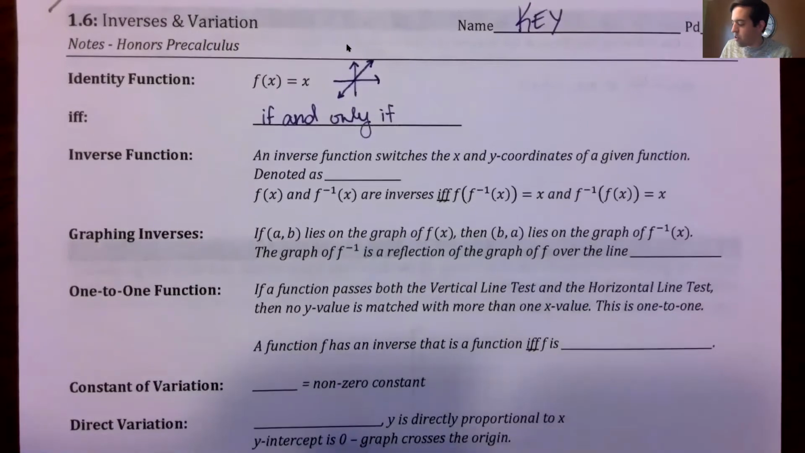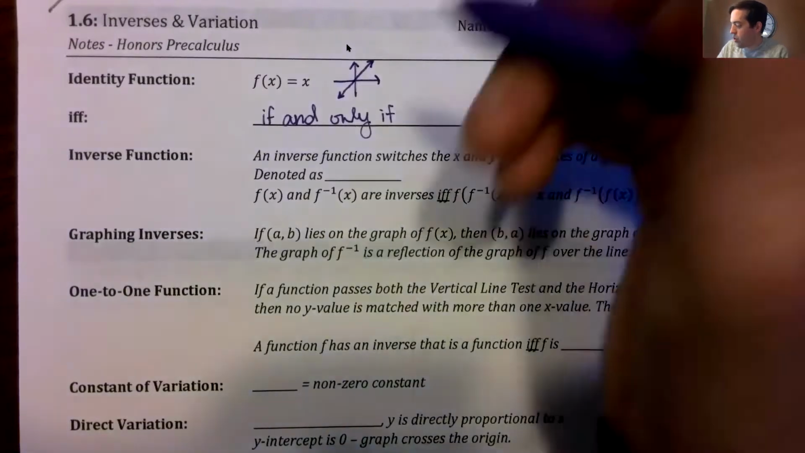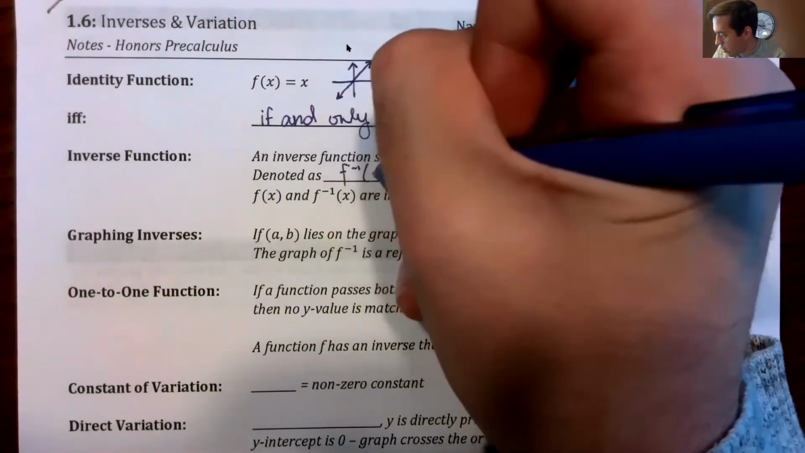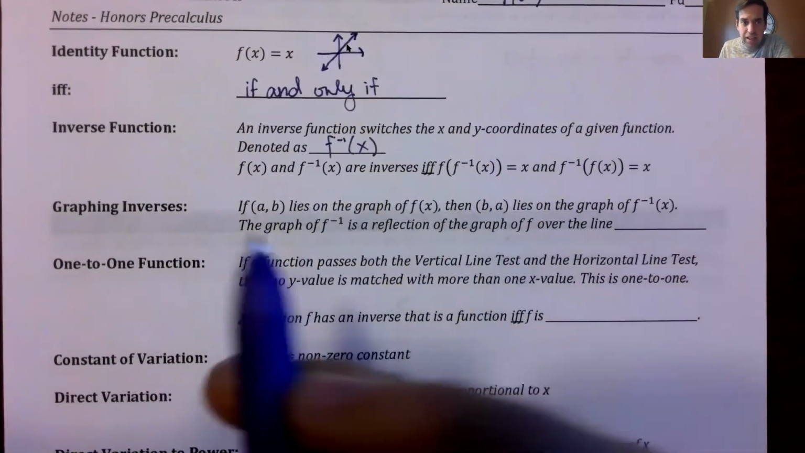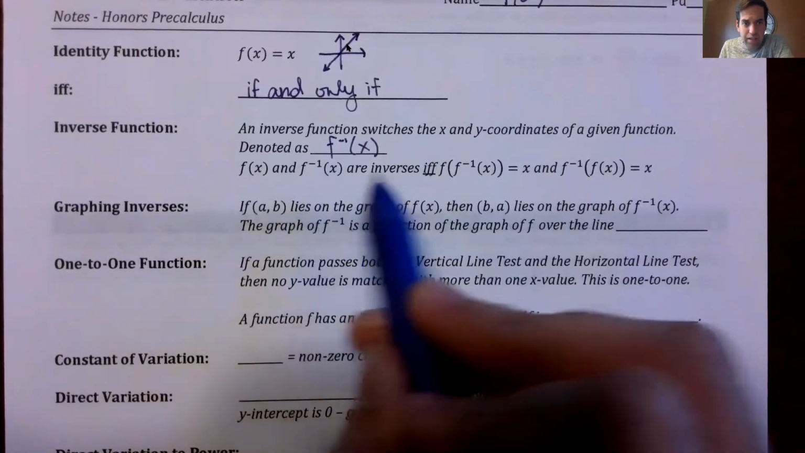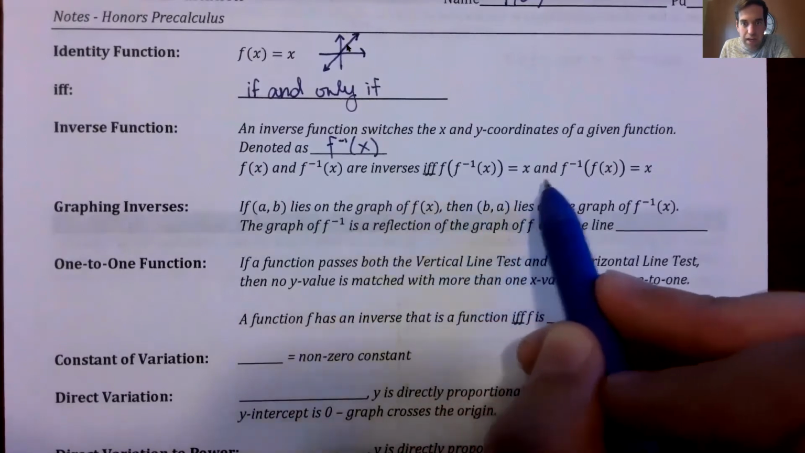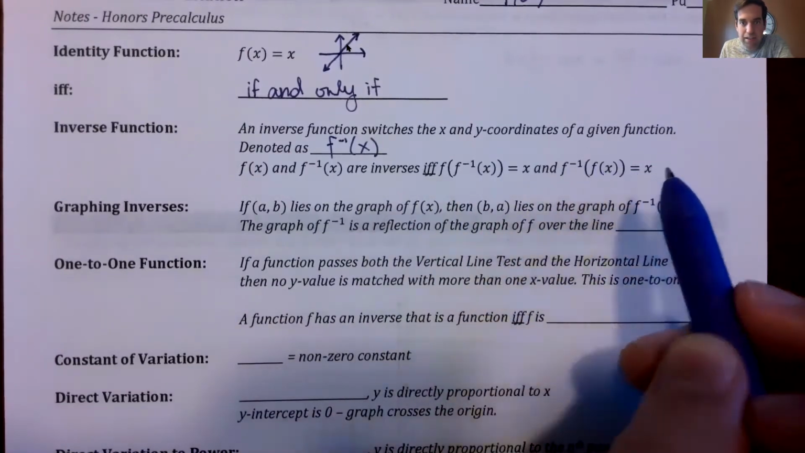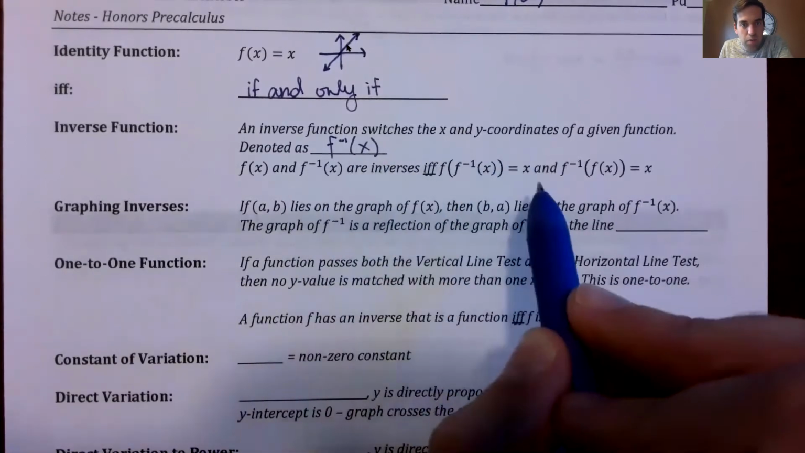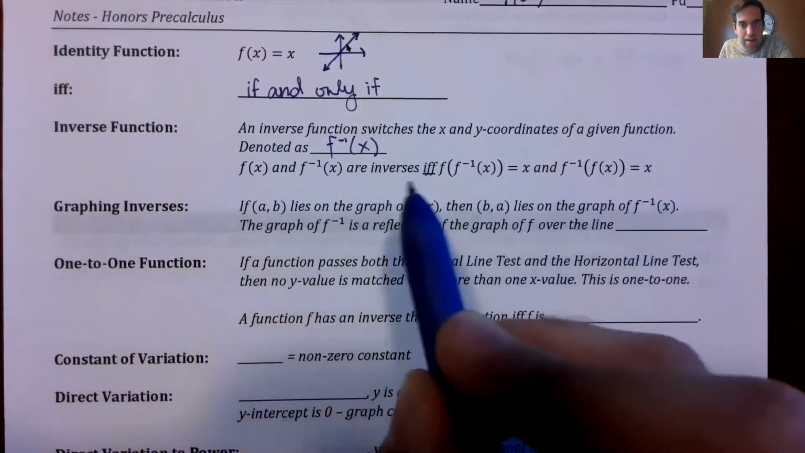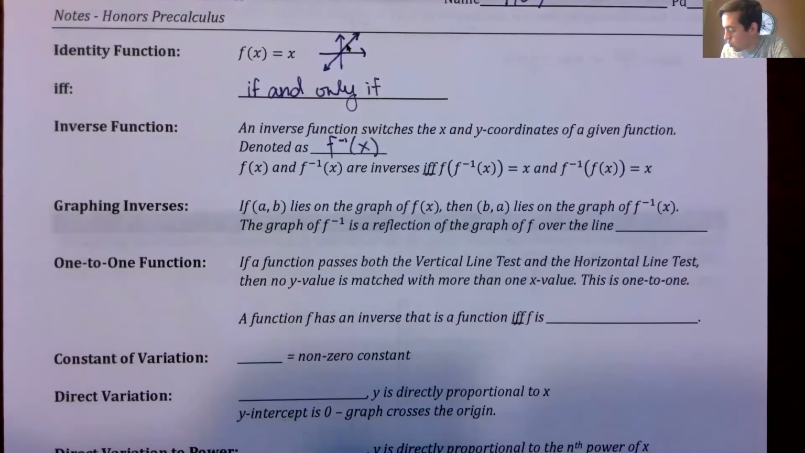So an inverse function switches the x and y coordinates of a given function. It's denoted as f to the -1 of x. That's generally known as inverse notation. So f of x and f inverse of x are inverses if and only if f of f inverse of x equals x and f inverse of f of x equals x. So that's where that IFF comes into play, right? That if and only if. So that means this goes both ways. It's if this, then this, and if this, then this. Both of those ways are true, and we're going to see that when we get to example 1 in a second.